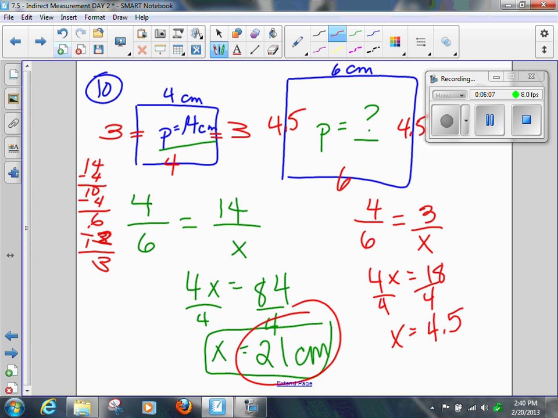21. More than one way to what? Skin that cat. This is common sense.